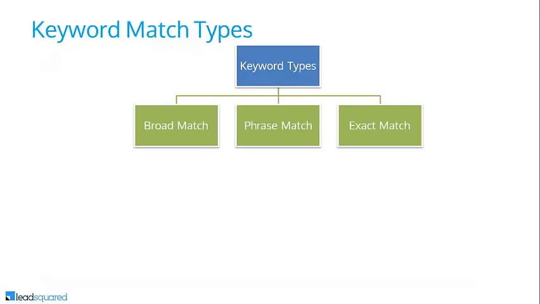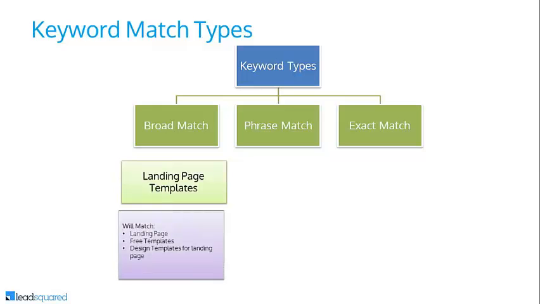Okay, so the next thing we talk about is keyword types. There are 3 match types which AdWords recognizes: broad match, phrase match, and exact match. I will explain it with an example. For broad match, if you bid on a particular keyword like landing page templates, then for a search query like landing page, or free templates, or design templates for landing pages, your ads can appear. You can see one of the words in the phrase is present, and so your ad shows on Google.